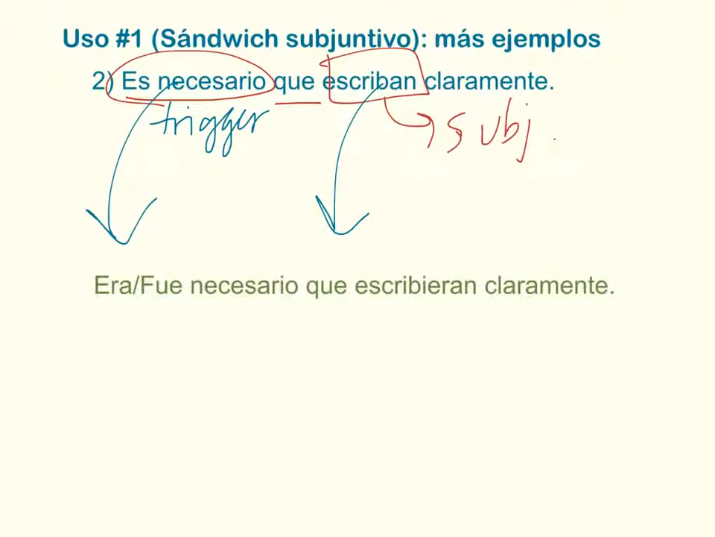So this sentence then turns from it is necessary to it was necessary. And we could use era or fue depending on the situation. I would probably use era, but fue could also work. The que is going to stay the same. And then here, escriban was the present subjunctive, but now we're going to say escribieran. Claramente stays the same. For the conjugation of escribieran, we started with escribieron, then we dropped the ron, and we added ran in this case, for it was necessary that you all, or they, wrote clearly.